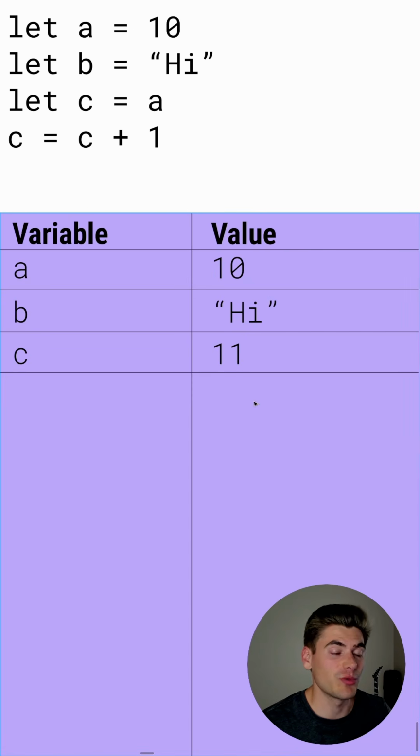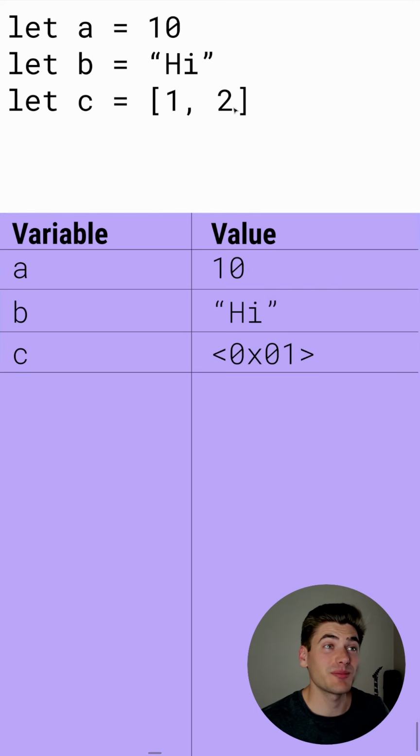Now, if we add 1 to c, we're just going to increment our value by 1. You'll notice it doesn't change anything to do with our a variable. Now, what happens if we deal with arrays, though?